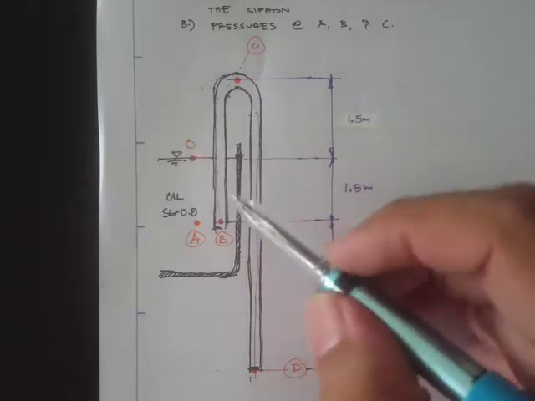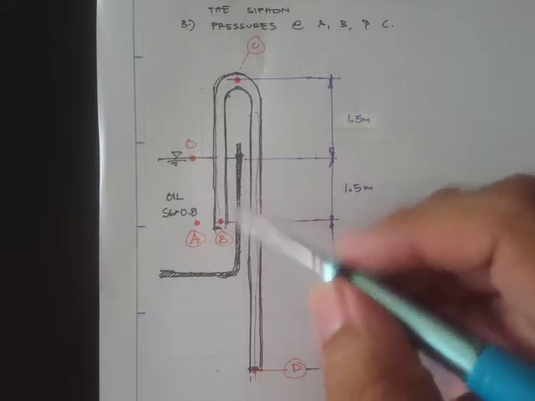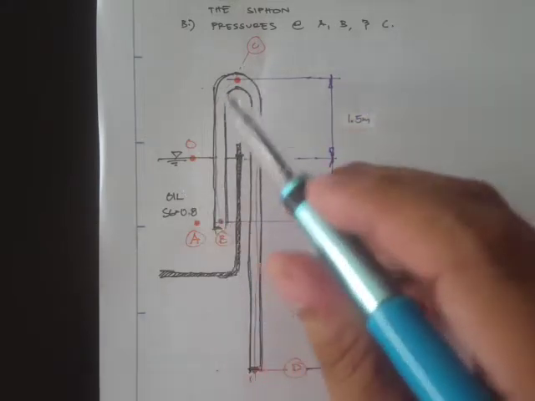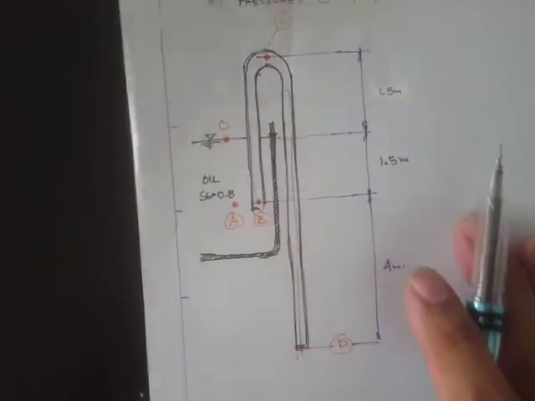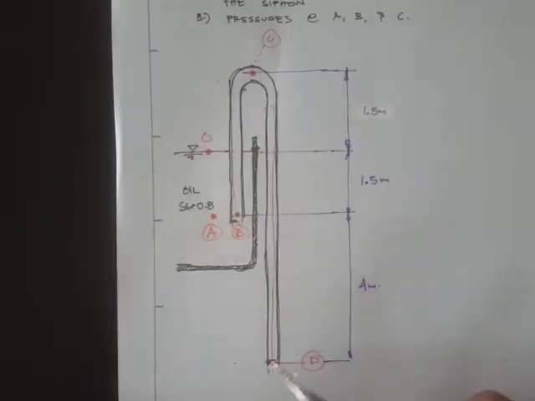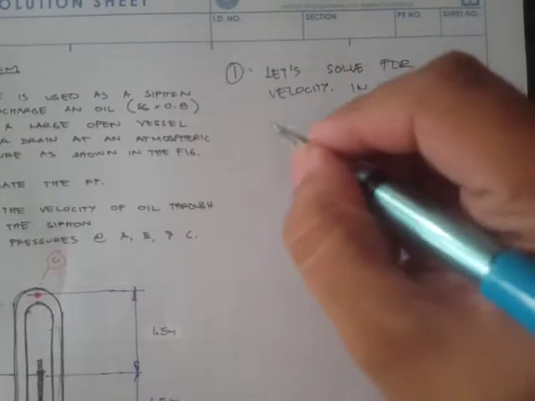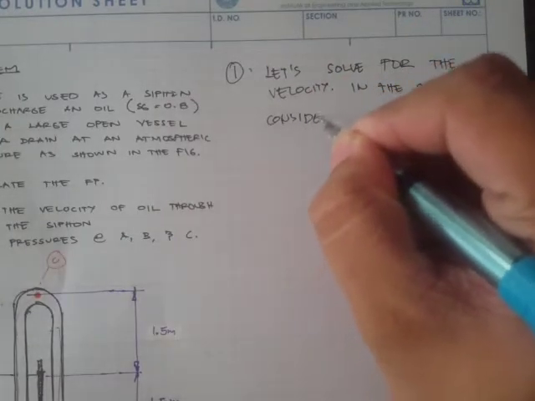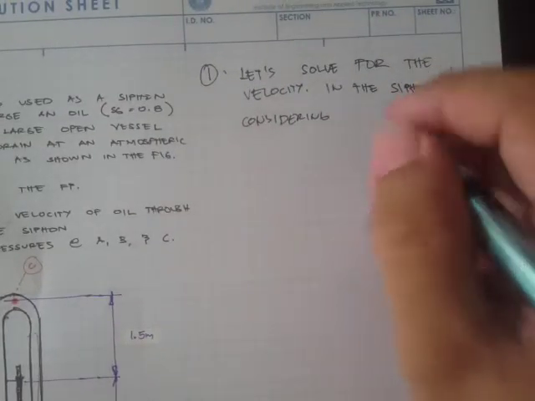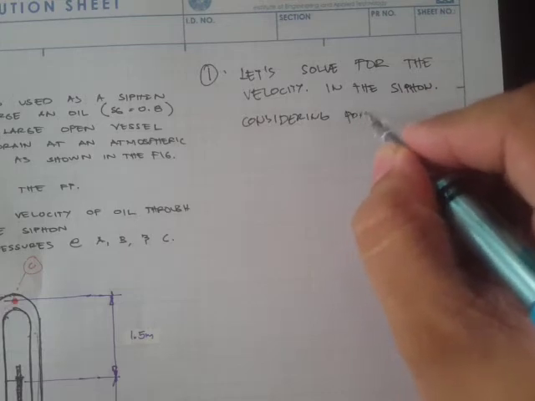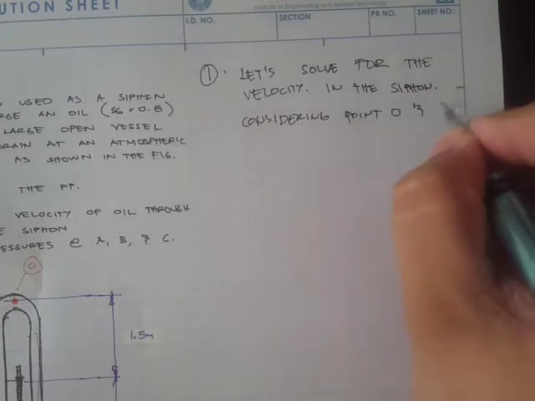And then, since we have the same velocity at point B, C, and D, I guess the best choice is to choose the letter D. Why? Because this one is exposed to the atmosphere, and therefore the pressure right here would be 0. So, considering point O and D.